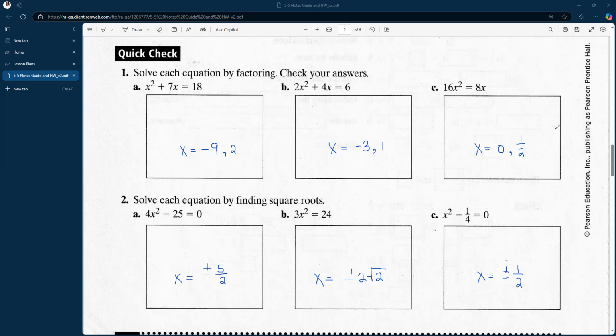Hopefully all of your answers were correct. If they were not, go back and check your work. Make sure that you are using the correct properties of equality, subtracting, and adding in the correct order.